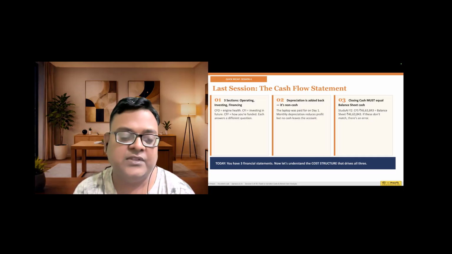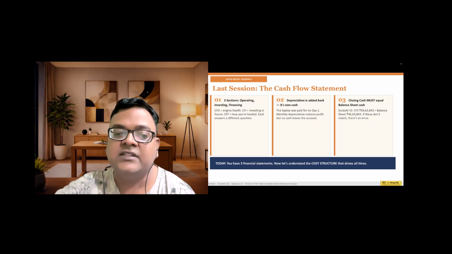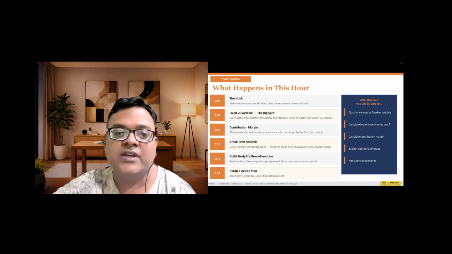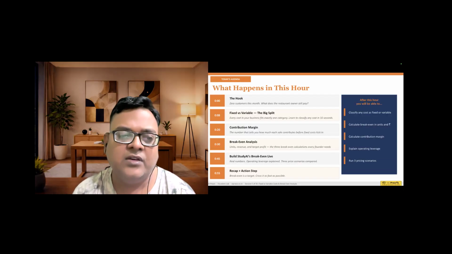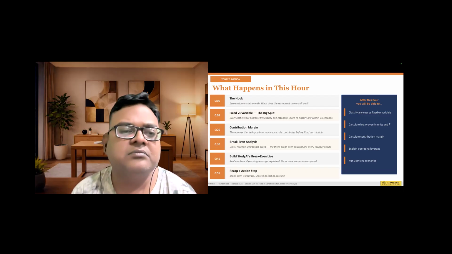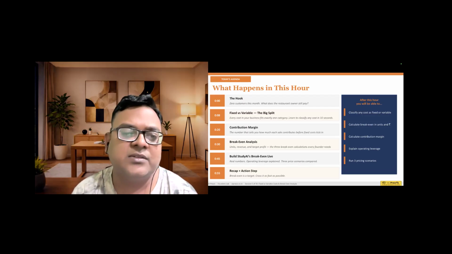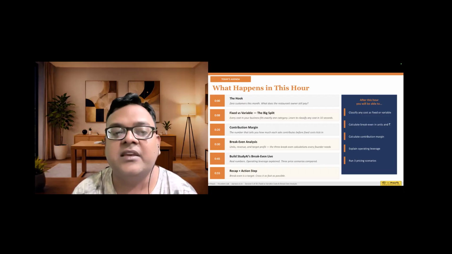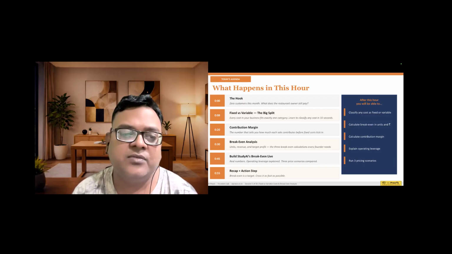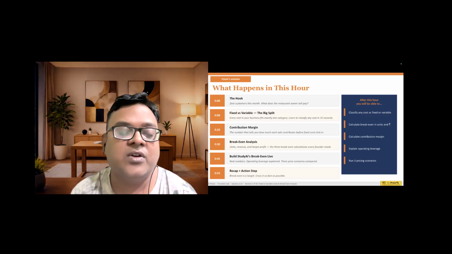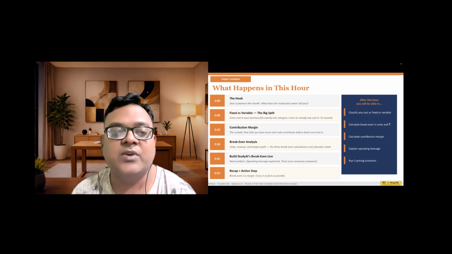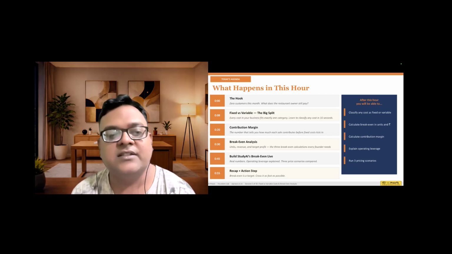Now that we have the three financial statements, let's understand the cost structure that drives all three. Okay, we're going to start with an example where the restaurant owner has 0 customers this month. And the question is, what does the restaurant owner still pay? Of course, then we will have a big split between the fixed and variable costs. Every cost in your business fits exactly one category. And you must learn to classify any cost in 10 seconds.